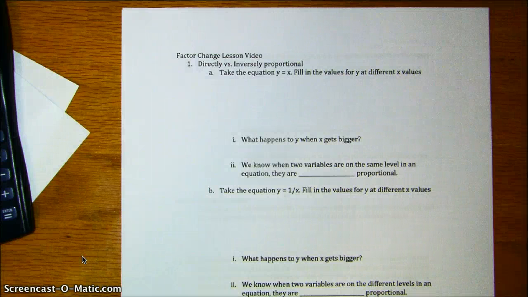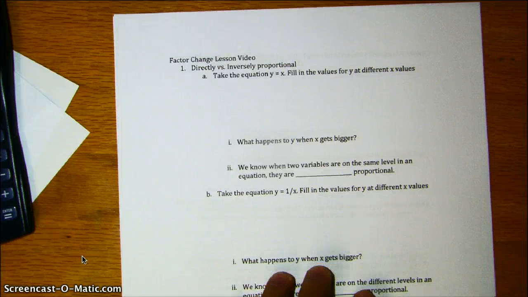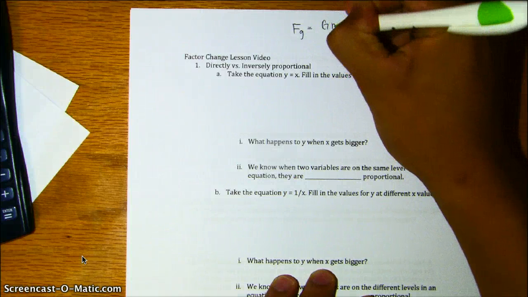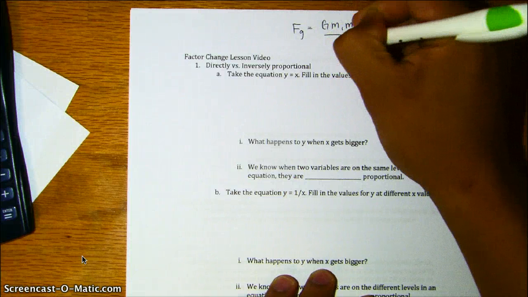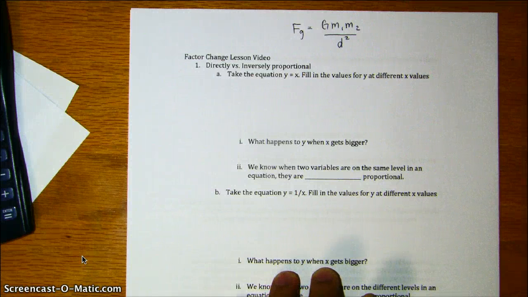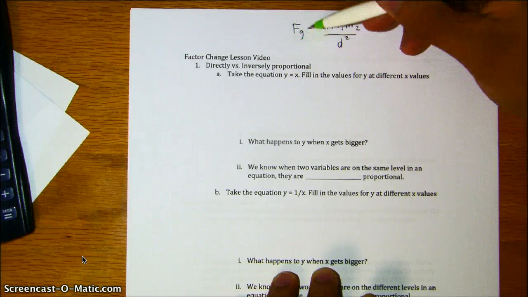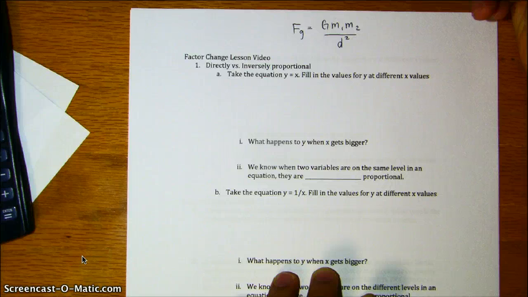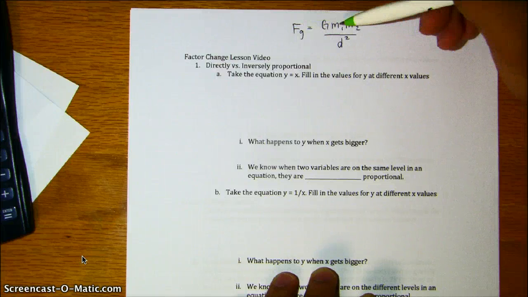Alright, today's lesson is going to be on factor change. Factor change questions will be like this. An equation like the one that we learned yesterday is given to you, and it's going to ask you things like, what would happen to the force if mass gets bigger? Which you might already know the answer, but it's also going to ask you, what would happen to the force if mass becomes 2 times bigger?